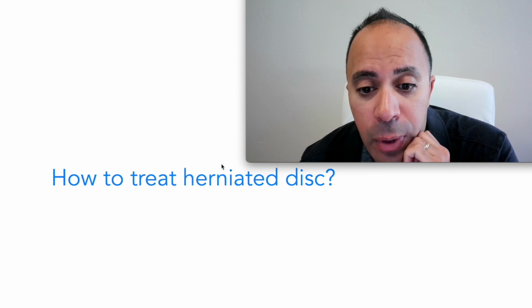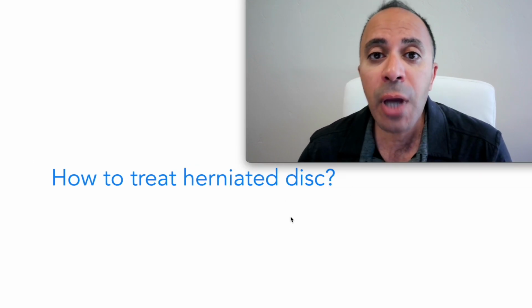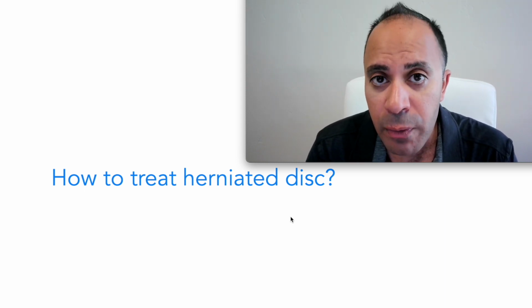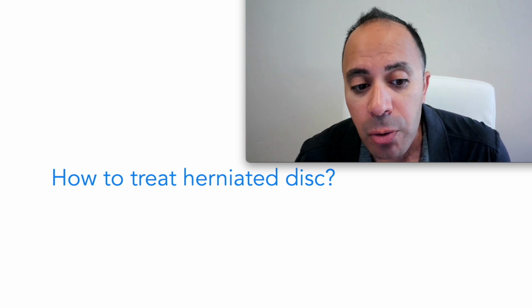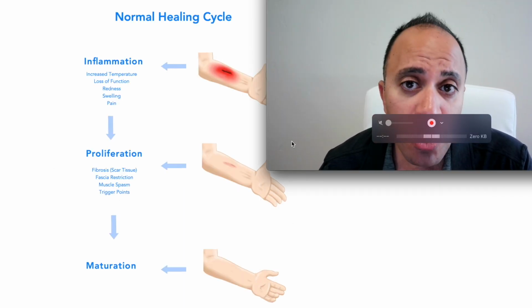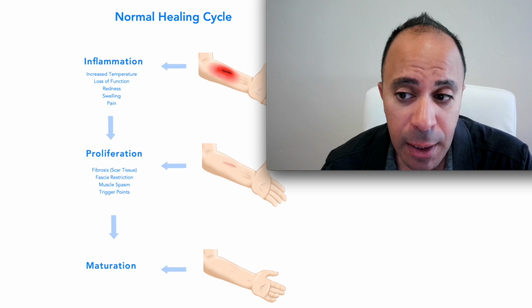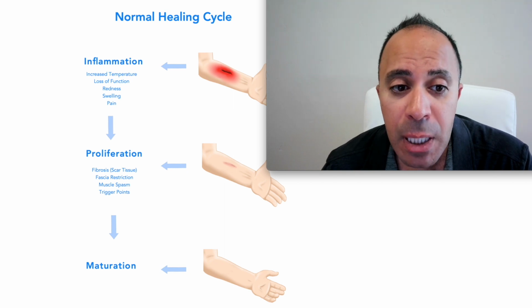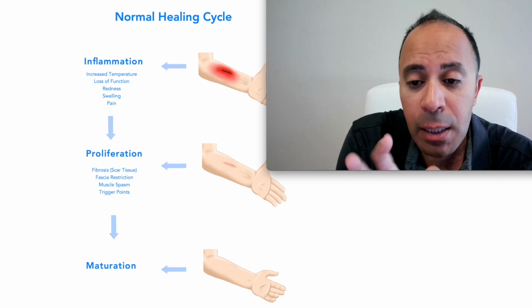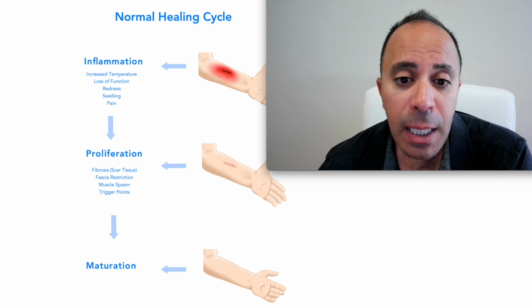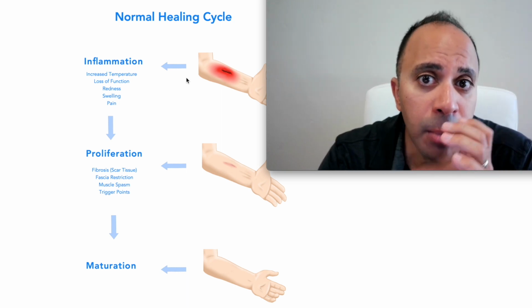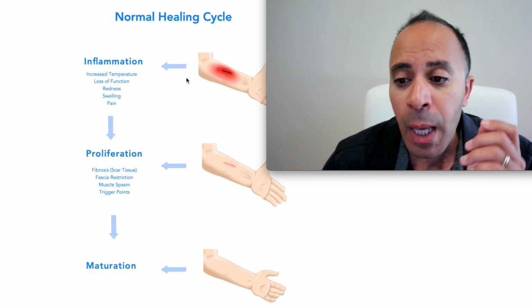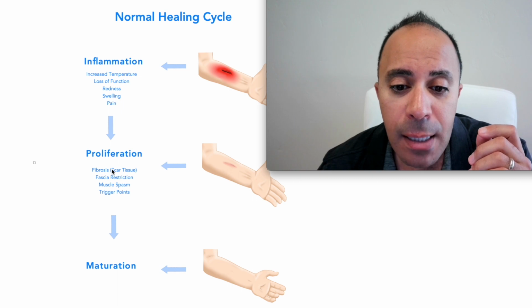So how do we treat a herniated disc? In order to answer this question, we need to understand the normal healing cycle, so we really get to the root cause of the problem. In normal healing, the body has to go through three stages in order to heal. I'm just gonna use an external paper cut for visualization, but the same process happens internally when your disc is herniated. First stage is inflammation. Swelling, redness, the blood starts to rush to that area and you start to have pain and decreased function. Second stage of healing is the proliferation stage.